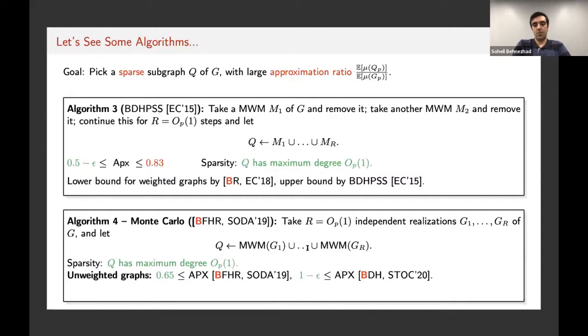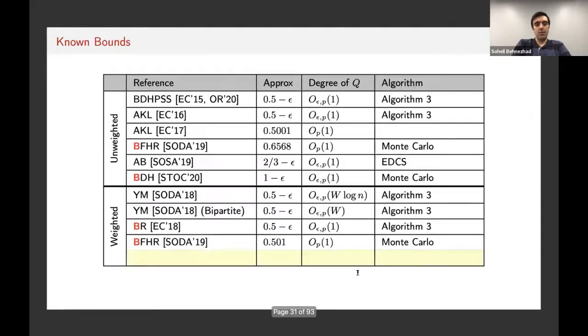And we later improved the approximation ratio for unweighted graphs to up to 1 minus epsilon in Stoc. But for the weighted case, the best known bound is still slightly above a half for this algorithm. So just to quickly overview what is known, in the unweighted case, we have a 1 minus epsilon approximate algorithm, which queries only a constant number of edges per vertex, so long as epsilon and P are constants. For the weighted case, however, prior to our work, the best known approximation ratio was only slightly above half. In this work, we close this gap.